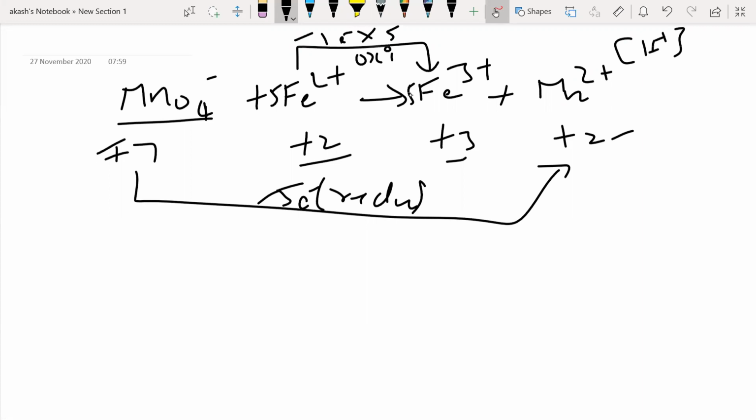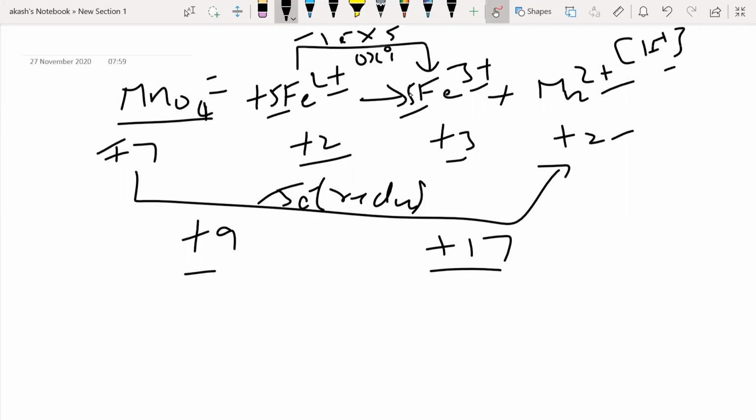And next, what is the change? I have to go for charge balance. You can see I have minus 1 here, and I have 5 into plus 2, which is 10, and 10 minus 1 will become plus 9. And here, 5 into 3 is 15, and 15 plus 2 will become plus 17. Plus 17 is what I have here. I have to make sure that the charge on the reactant side and the charge on the product side should be the same.